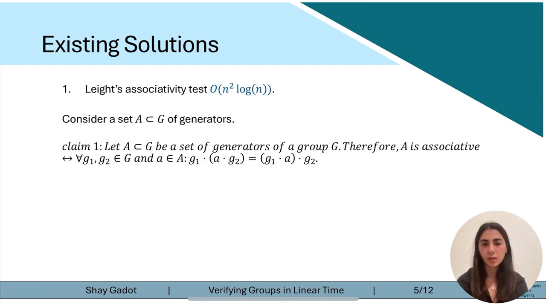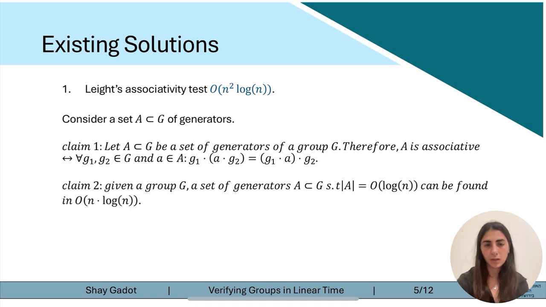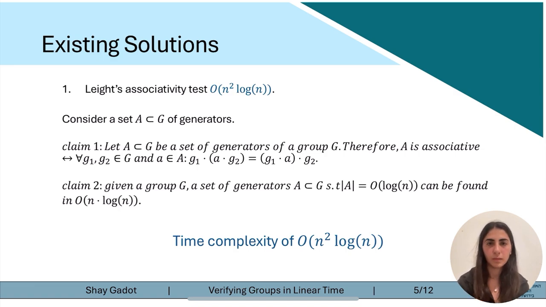And this brings us to O n squared log n if we can find such a generator group in the size of log n, which can easily be done efficiently enough. And this is the next claim, that given a group G, a set of generators A such that the size of A is O log n can be found in O n log n. This brings us indeed to time complexity of O n squared log n.